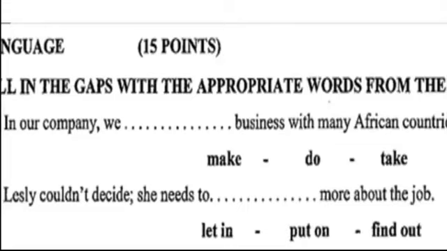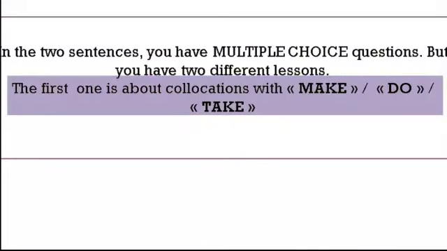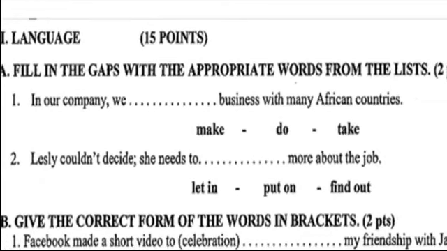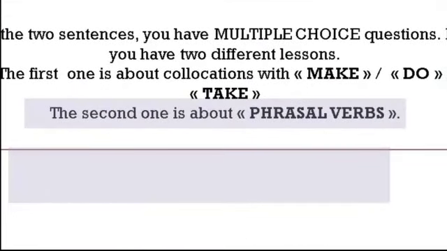Sometimes they give you two sentences about the same lesson, so it's up to you to understand the lesson. For example, number one, here we have the choices that we've got. We have make, do, and take. And I think it's clear that this lesson is about collocations with make, do, and take. And I think that we did this lesson before. Just check your lessons notebooks in order to have more information about that. Concerning the second one, it is about phrasal verbs, and I think we did the exercises, and I told you how to deal with this kind of questions.